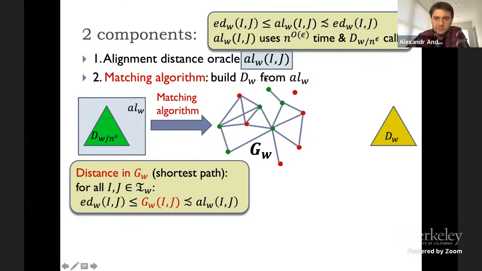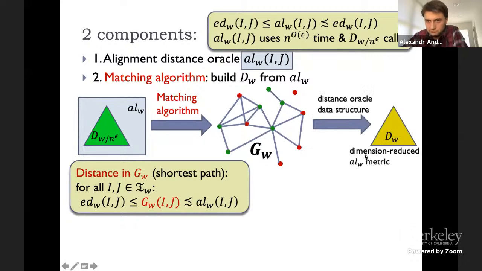So we build this graph. Now I guess the experts in the audience will recognize that going from this graph to DW is basically just a distance oracle data structure, any standard one. But we need one extra property that makes it slightly less immediate to apply any of them.